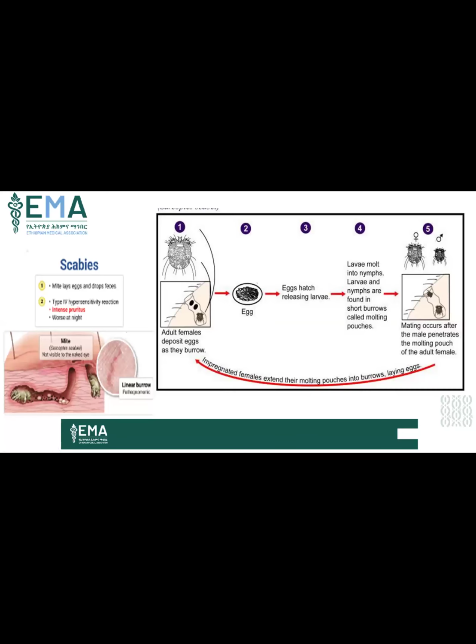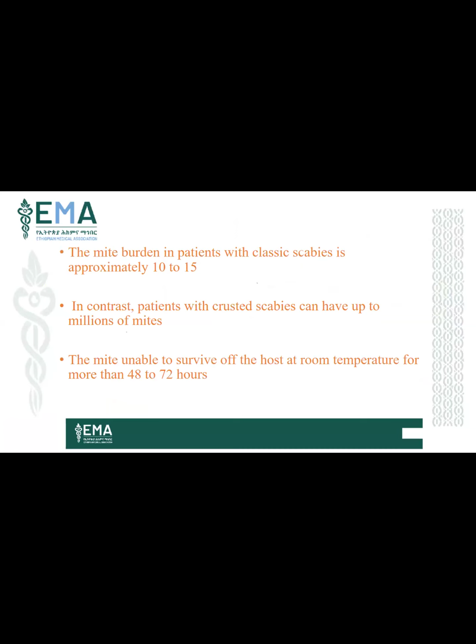It takes 14 to 17 days for the egg to mature into the adult female mite. Normally the mite burden in a patient with classic scabies is approximately 10 to 15, in contrast to the patient with crusted scabies, where it reaches up to millions of mites in a single individual, and that is why the transmission rate is high in patients with crusted scabies.